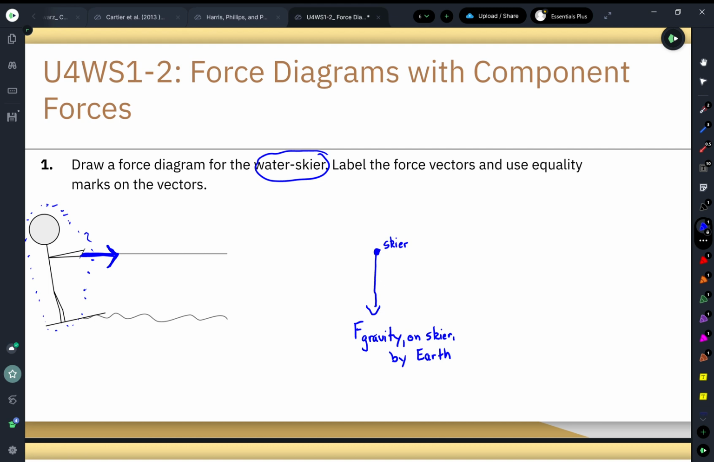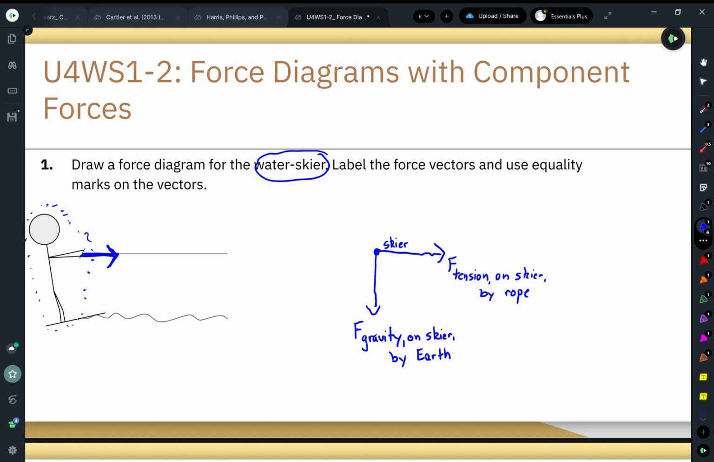So we have this force that's crossing the system boundary, and it is pulling on the water skier to the right. So I draw a force vector pointing to the right, and I'm going to label that F for force. The type of force that this would be associated with would be tension. It is acting on the skier, and that is caused by the rope.